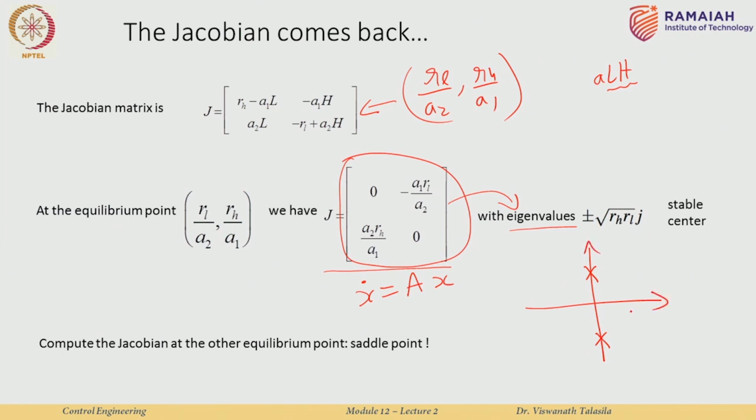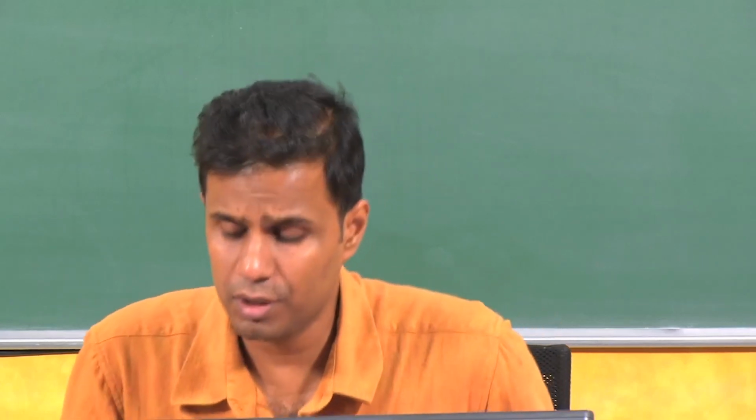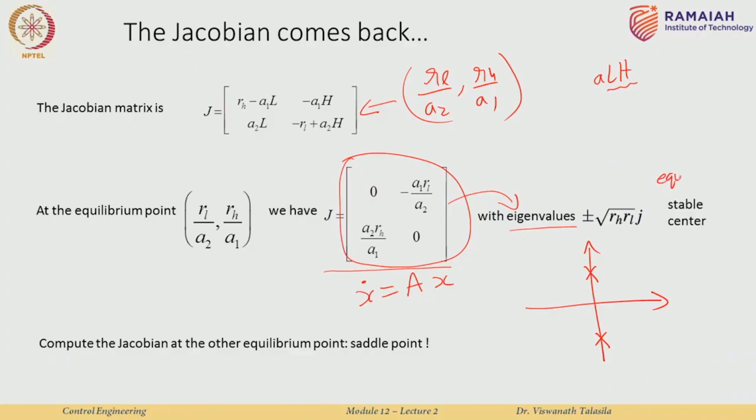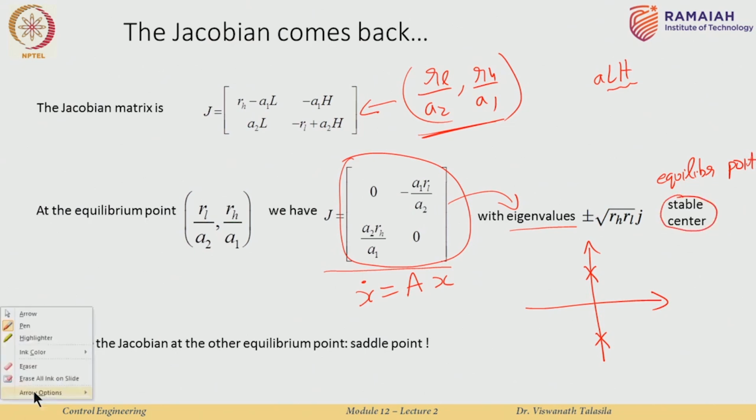And when you do the simulation of this, which I will show you in a few minutes, you will see that these eigenvalues produce a very interesting behavior: the equilibrium point which we have considered actually behaves in a very unique way, which is called a stable center. So, how would that look?